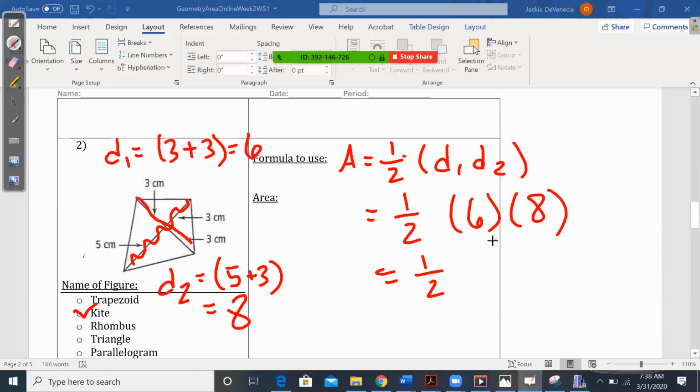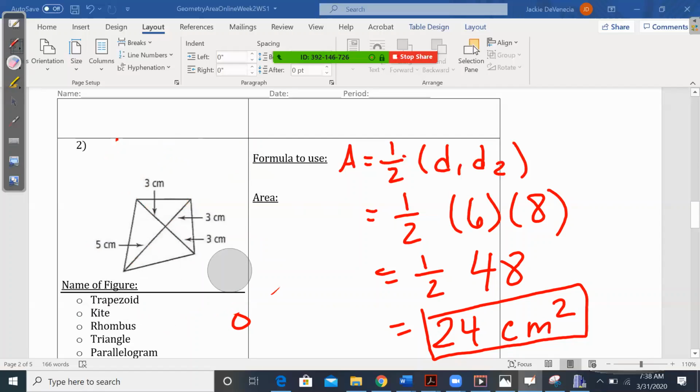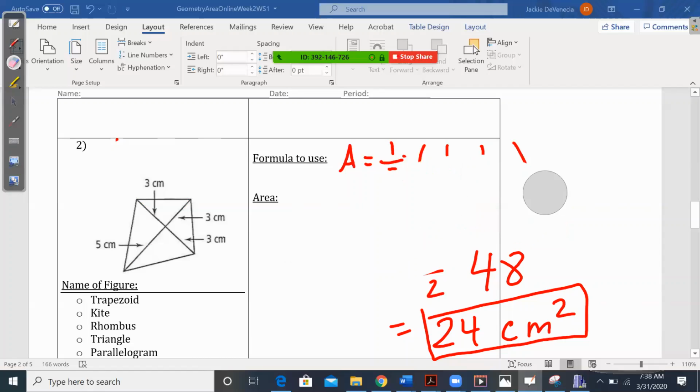Whenever you're multiplying, you don't have to do it in a certain order. So 6 times 8, that's 48. 1/2 of 48, that's 24. 24 centimeters squared. So there you go, that's the area of my kite. And if at any point there's something in this video that's confusing, the best thing about this is that you can always stop and rewatch it again.